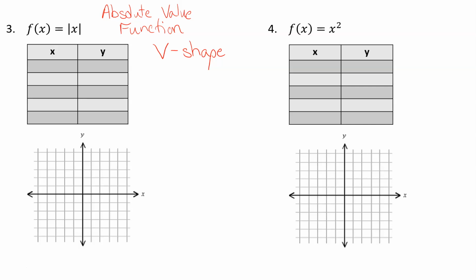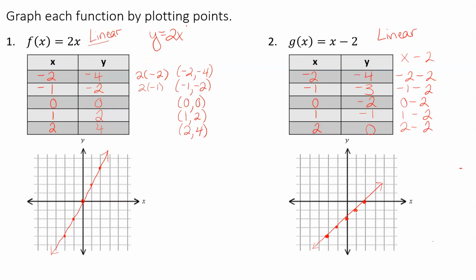Let's go ahead and plot points like we did for the others. And again, I'm going to use those same x values. Now what's happening is we're plugging this x value in for x, which is between the absolute value bars. So when I substitute in -2, it's going to look like this. And so I just take absolute value of -2. Remember that absolute value is always positive.